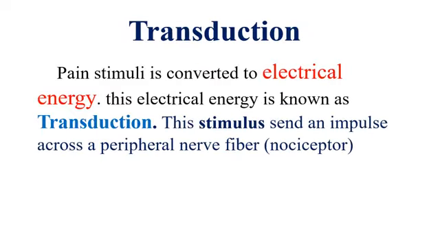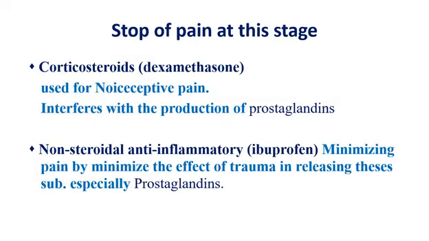The transduction step is the process by which pain stimuli is converted to electrical energy, and this is known as the transduction. This stimulus sends an impulse across the peripheral nerve fibers, like the C fibers, or we call it receptors, to the dorsal horn, and from the dorsal horn to the upper. To stop the pain perception at this step of transduction, we can use corticosteroids, for example, like dexamethasone, which are used for the nociceptive pain.